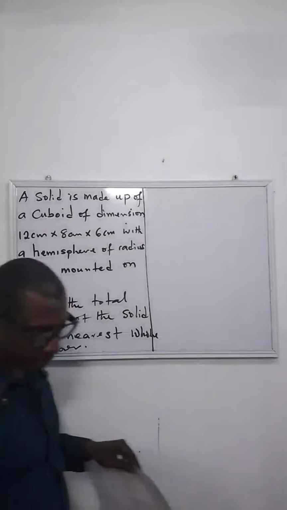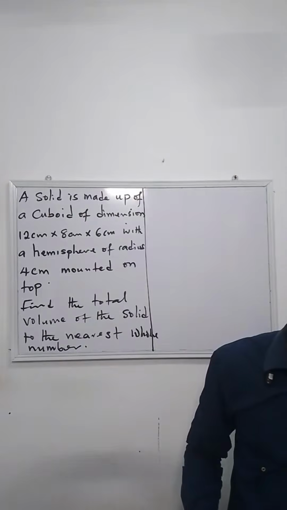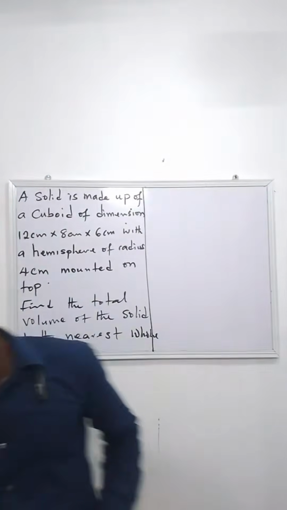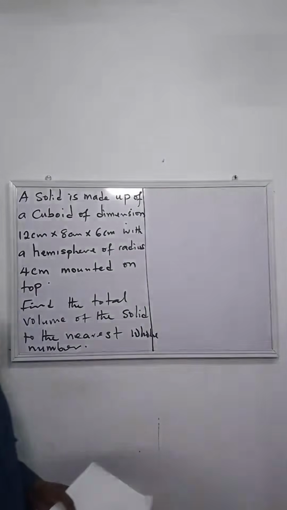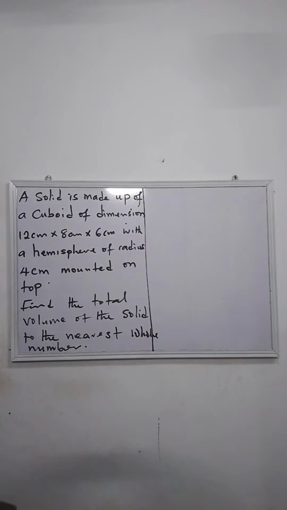All right. Okay. So this is another question. So let's see, how do we solve this problem? Now this is a composite solid. A solid is made up of a cuboid of dimension 12 by 18 by 6 centimeter with a hemisphere, that is half of a sphere of radius 4 centimeter, mounted on top of the cuboid. So now the question asks you to find the total volume of the solid to the nearest whole number.